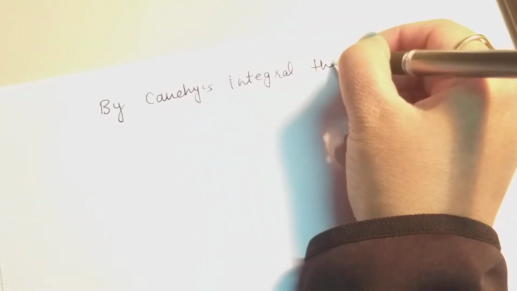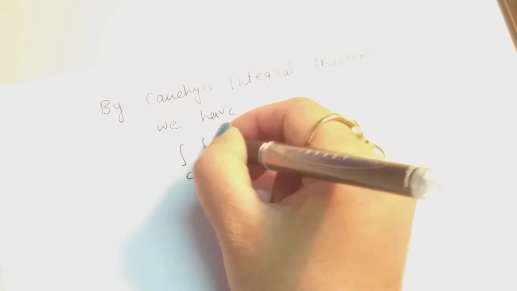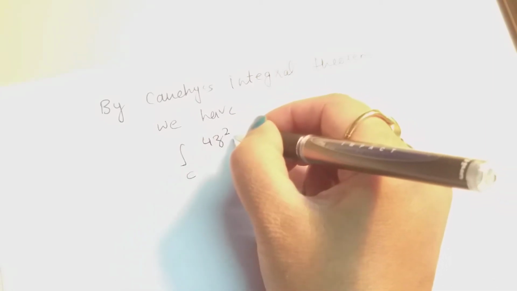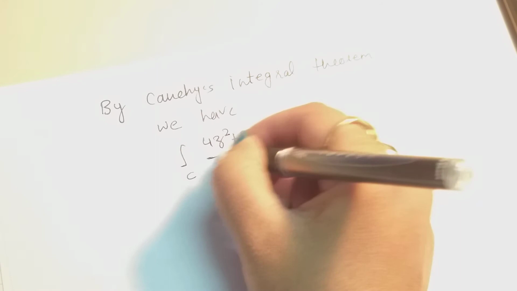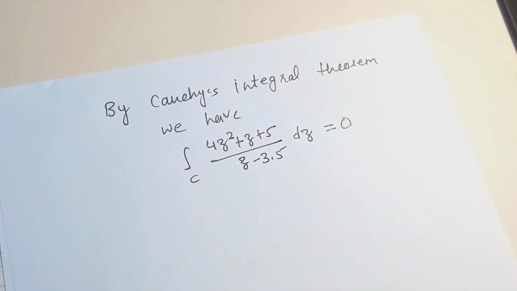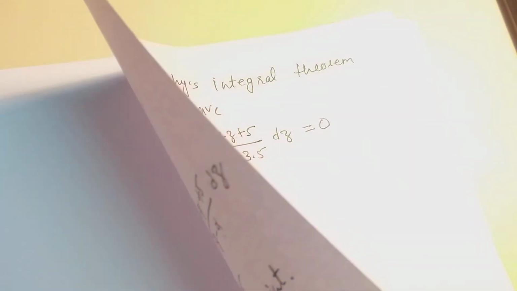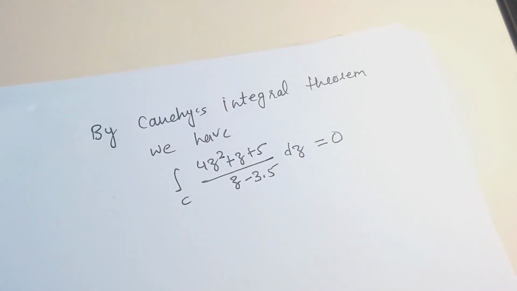Then by Cauchy's integral theorem, we have the given integral of (4z² + z + 5)/(z − 3.5) dz will be 0. Okay, so this value, let me check it. Okay, this value will be 0.